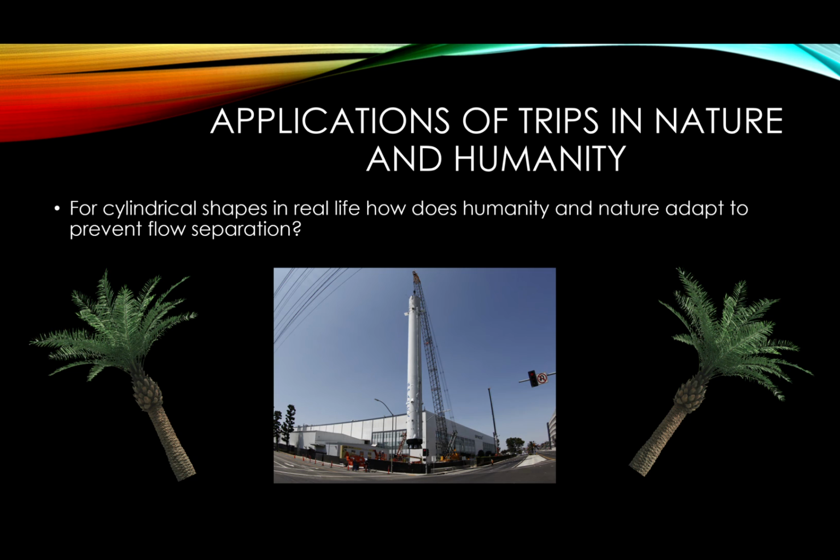How does humanity and nature adapt to prevent flow separation? For a palm tree, the answer seems to be the natural trip due to the roughness of the surface. As the air comes around, it creates a larger boundary layer, which takes a lot of energy out of the flow coming around the tree. The increased size of the boundary layer means that the air is going to be moving more slowly, and there's going to be a higher required wind speed for flow separation. As for the rocket in front of SpaceX, they're probably going to introduce an unnatural trip onto the surface of the body in order to obtain the same effects, because the surface appears to be very smooth otherwise.